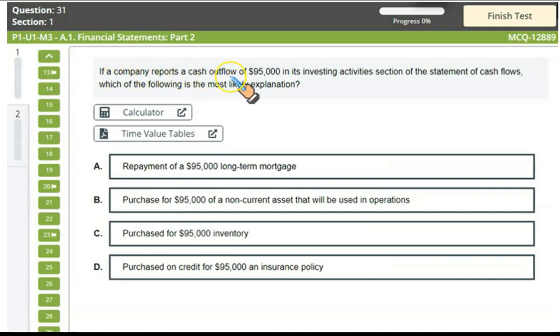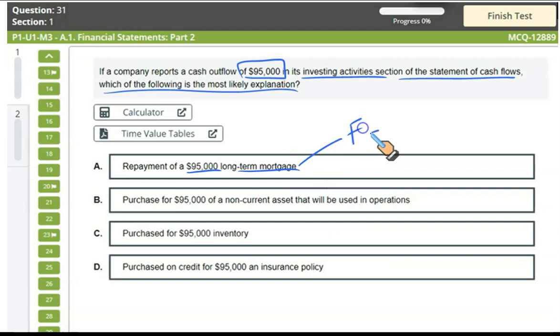If a company reports a cash outflow of $95,000 in its investing activity section of the statement of cash flows, very simple question. Which of the following is the most likely explanation? Very straightforward question. It's an investing outflow. So which of these is basically an investing outflow? Repayment of $95,000 long-term mortgage. Mortgage is being repaid. It's a financing outflow, negative.